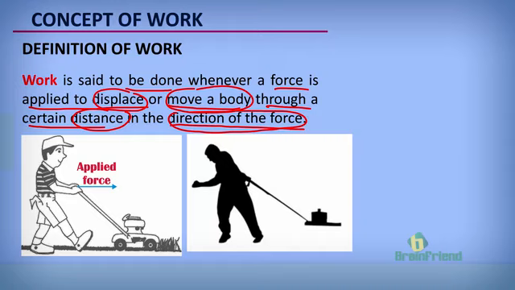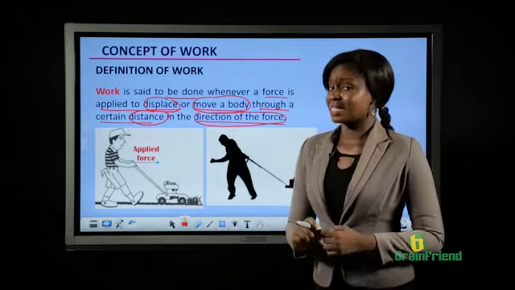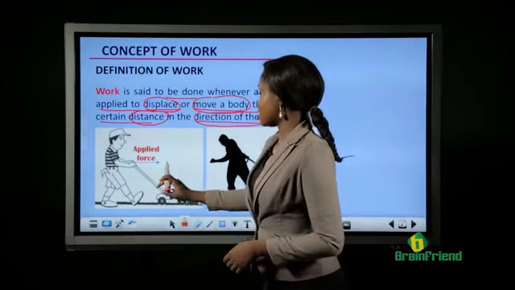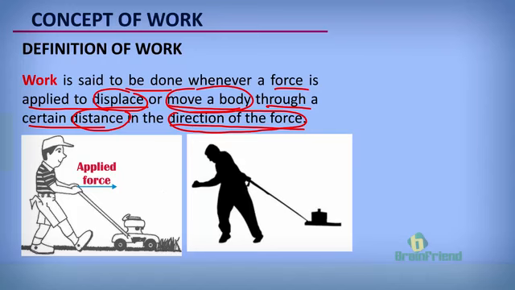Now, when we talk about displacement, because we'll be using the term displacement a lot, displacement, as we all know, is a vector quantity in the sense that it has magnitude and direction. So the displacement I'll be using today has magnitude and direction. We can see from this picture that this man is applying a force to move this device, and this device is moved in the direction of the applied force. This man is also pulling a device, and he's doing that in the direction of the force.